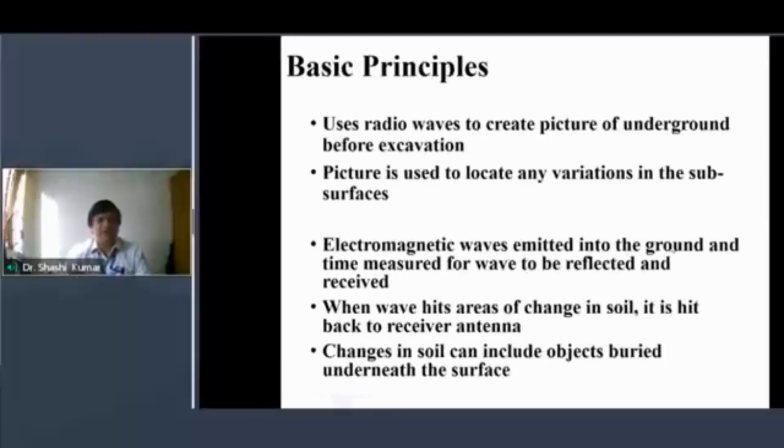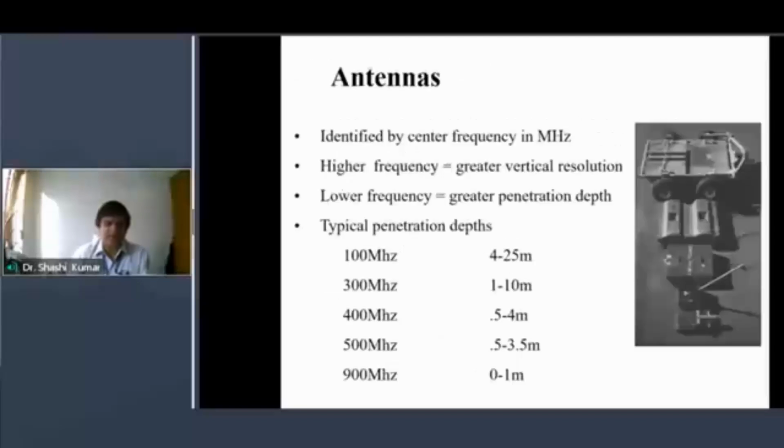Electromagnetic waves are emitted into the ground and the time is measured for the wave to be reflected and received. When the wave hits areas of change in soil, it is reflected back to the receiver antenna. Based on that, the changes in the soil will be detected. A change in soil can include an object buried underneath the surface.